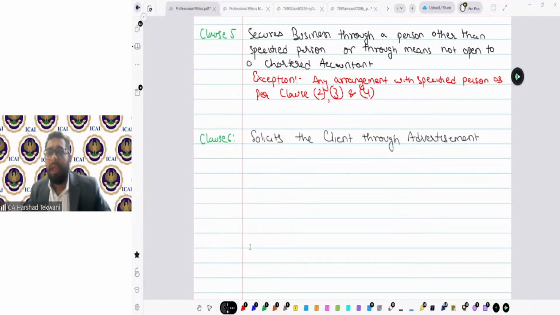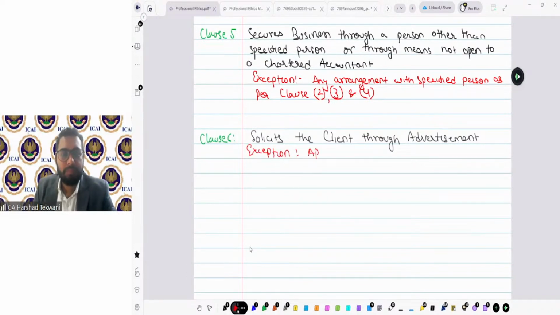Exemptions are there. Any chartered accountant can apply for or request for securing professional work from another chartered accountant, and he can respond to tenders and inquiries. So that is fine. Applying to another CA and applying for tenders is fine.